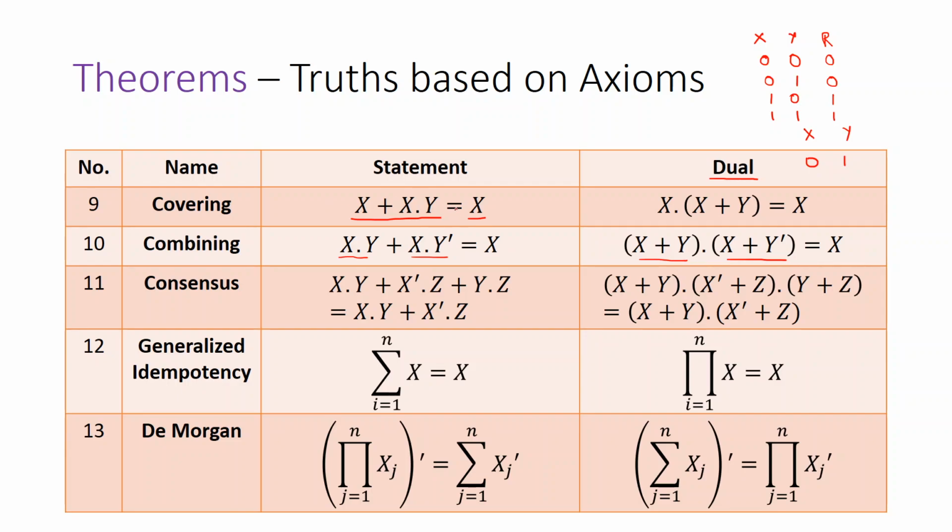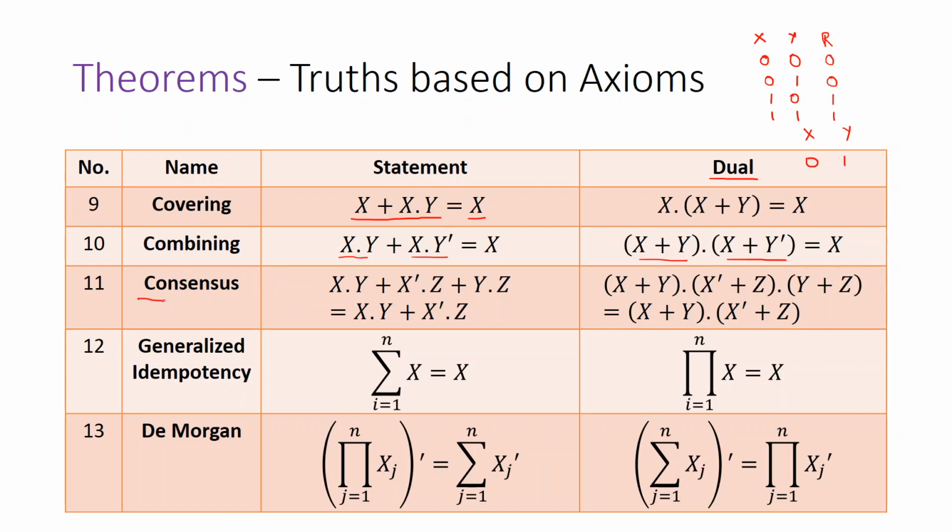Similarly, covering also you can read in that manner. If you have only one variable and another term with that variable and some other variable, or even a function, this y could actually be a function also, then what you get as a result is the single variable that we had. Here also, the single variable will come out as a result, because the other term which is ANDed with it is that variable plus some other term. So this term gets neglected, and basically only this variable comes out.